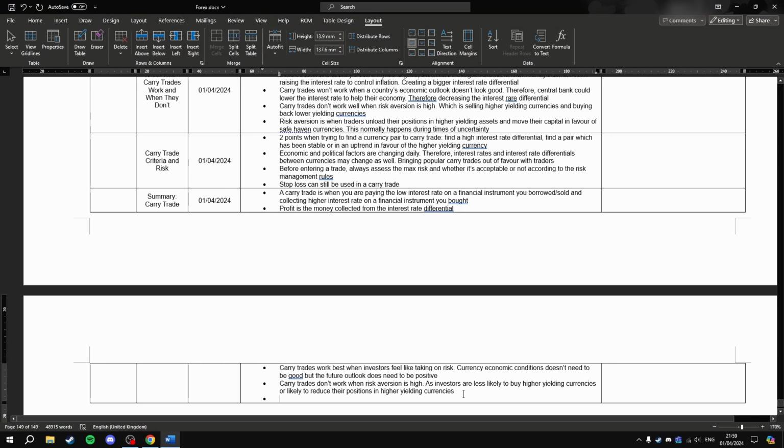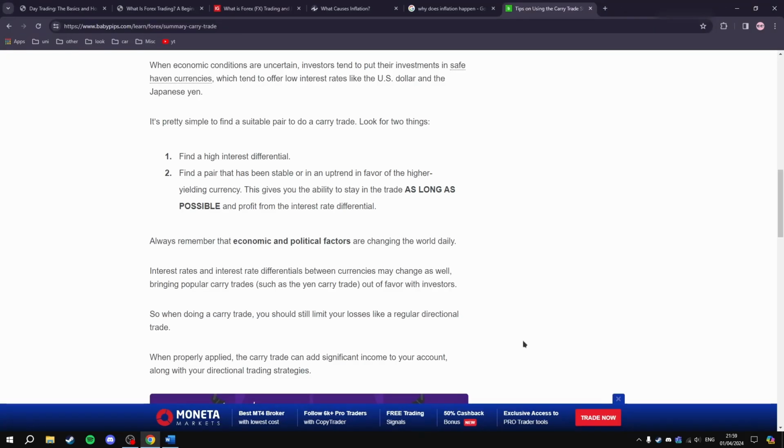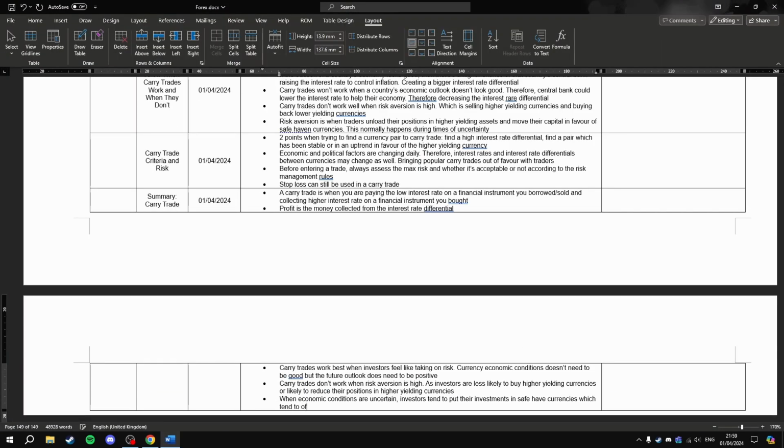So, when economic conditions are uncertain, investors tend to put their investments in safe haven currencies, which tend to offer lower interest rates.